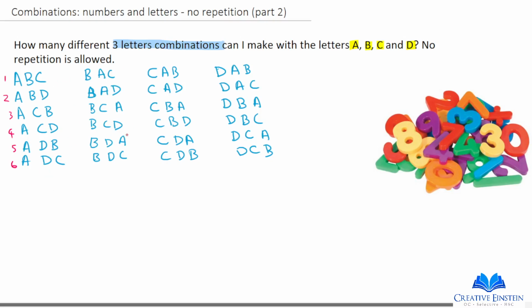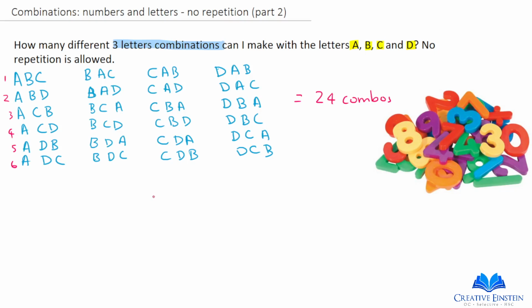There's 4 different columns there of 6. So 4 times 6 is 24. That means I have 24 combos. Now, like I said, there is a shortcut. You don't have to write all this down. But the reason I wrote all this down is to show you how to work it out, in case you do get confused.